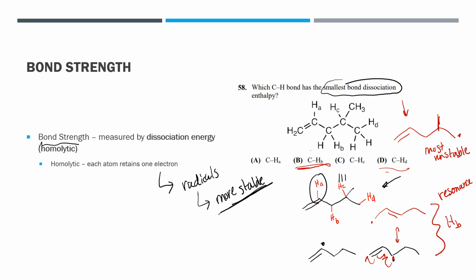The best option is going to be HB, so let's just recap. Why does this have the smallest bond dissociation enthalpy? That's because when we break this bond, we form the most stable radical. So our products are the lowest in energy compared to the other three options, which means that our difference in energy is going to be the smallest.